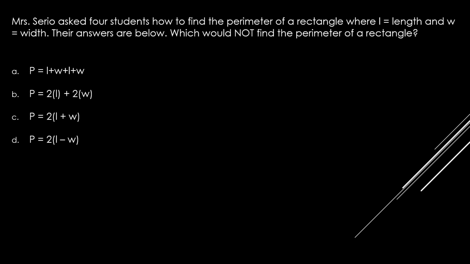Alright, so Ms. Serio asked 4 students how to find the perimeter of a rectangle where L is the length and W is the width. The answers are below. Which could not find the perimeter of a rectangle? Well, think about when you're finding the perimeter of a rectangle, right? Here's my width, here's my length. I'm going to add L plus W plus L plus W all together. So with that being said, this one works and this one also works.